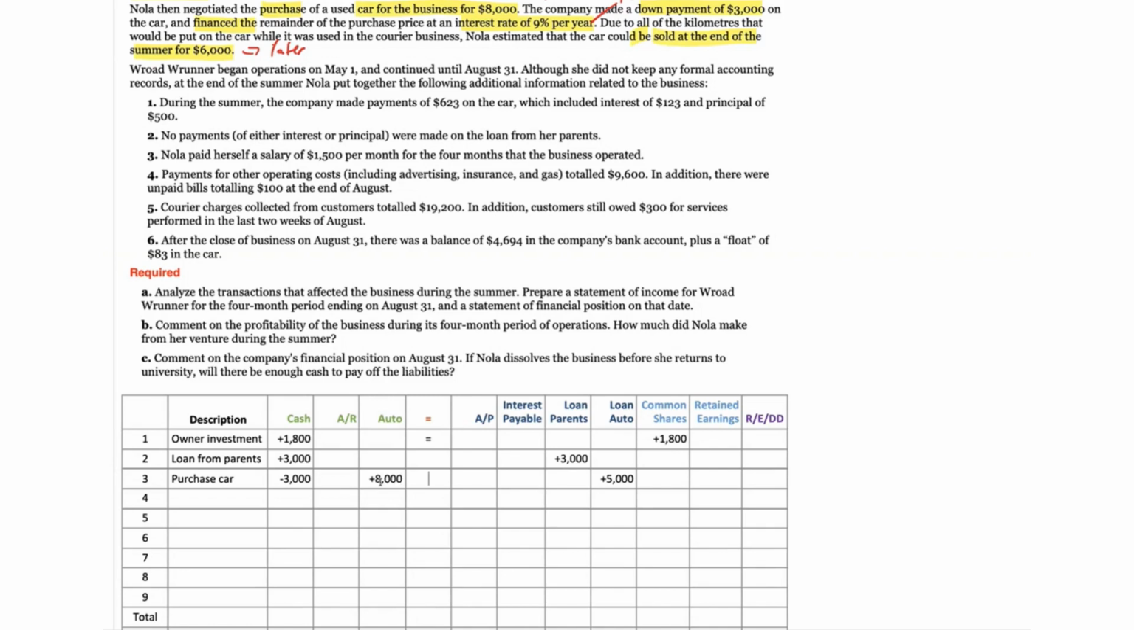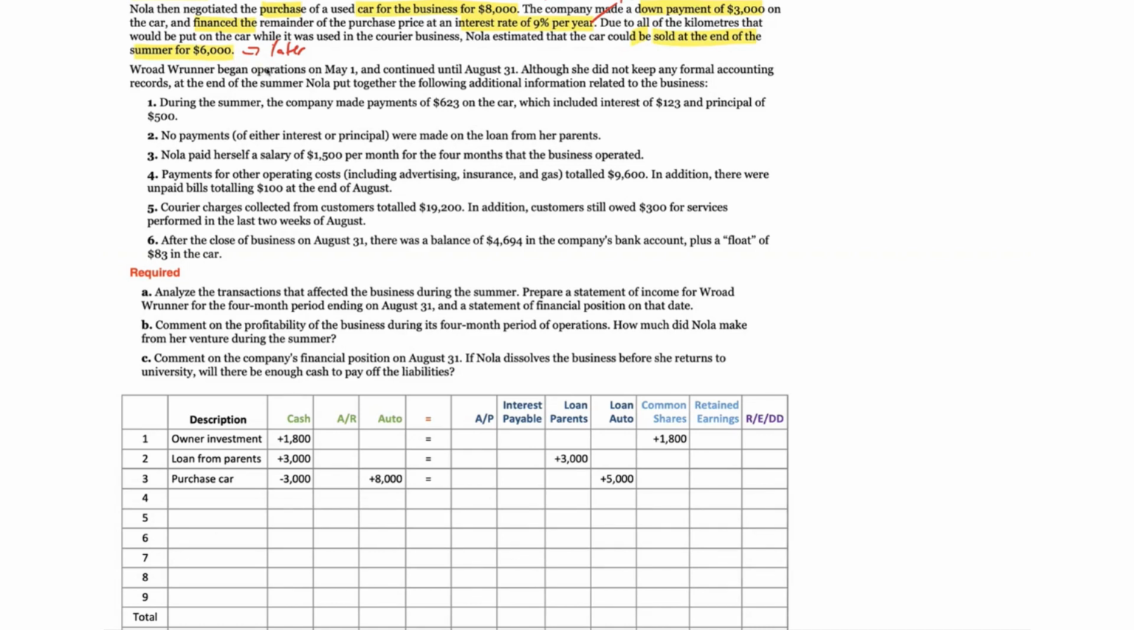So you see what's happening here. We have the car going up by 8,000, which is an asset. Cash goes down a little bit, 3,000. So that means the net change in assets is plus 5,000 on the one side. The car loan is plus 5,000. Everything is in balance now. We love to balance. Now we can move on to the other individual transactions here.